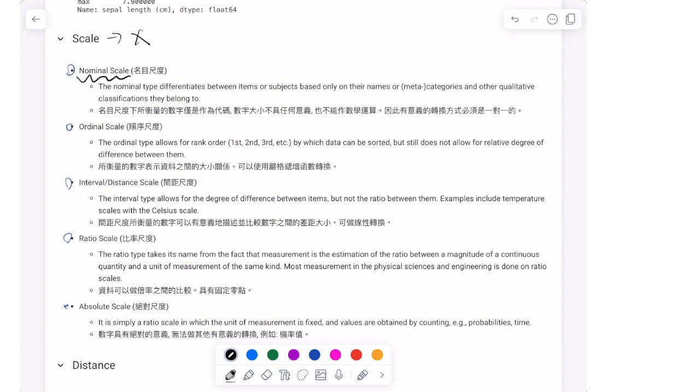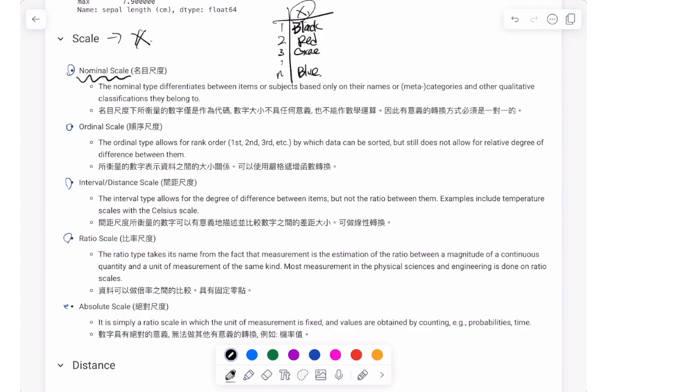Okay, that is for x. The nominal scale means that if we encode a certain feature by using numbers, okay, there are some encoding methods which do not have any ordering. We say, for example, that is black, that is red, that is green, that is blue.